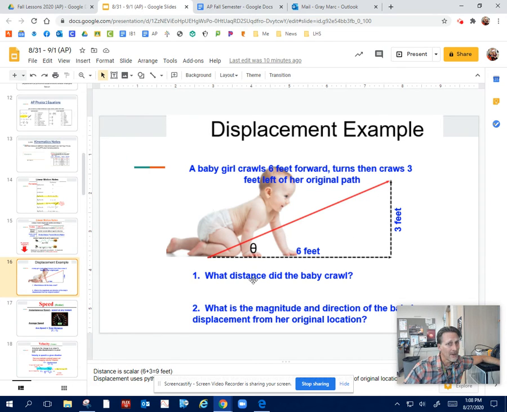Then you'd have to use some Pythagorean theorem right there to figure out that the displacement is actually about 6.7 feet from here to here, using the hypotenuse of your right triangle, and the direction that it travels is somewhat to the left of its original path. Now you could go ahead and use the inverse tangent function right there to figure out that actual angle, but you don't need to. It's okay.